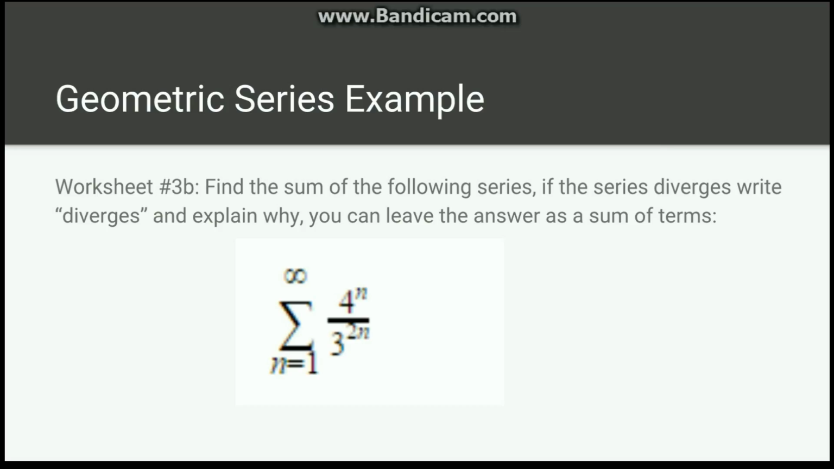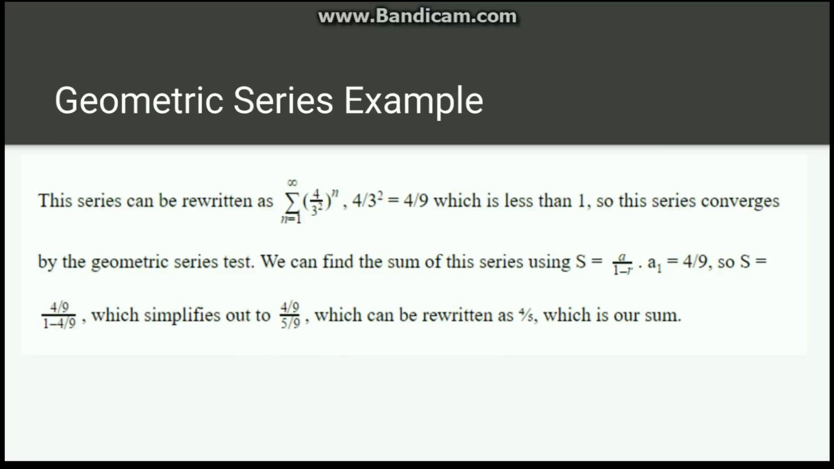So we have worksheet number 3b, and it's the summation symbol for n equals 1 to infinity of 4 to the n divided by 3 to the 2n. So what we do is we find the common ratio, which is 4/9, and then we find the sum by putting it into the equation, and then we get 4/5 as our sum.